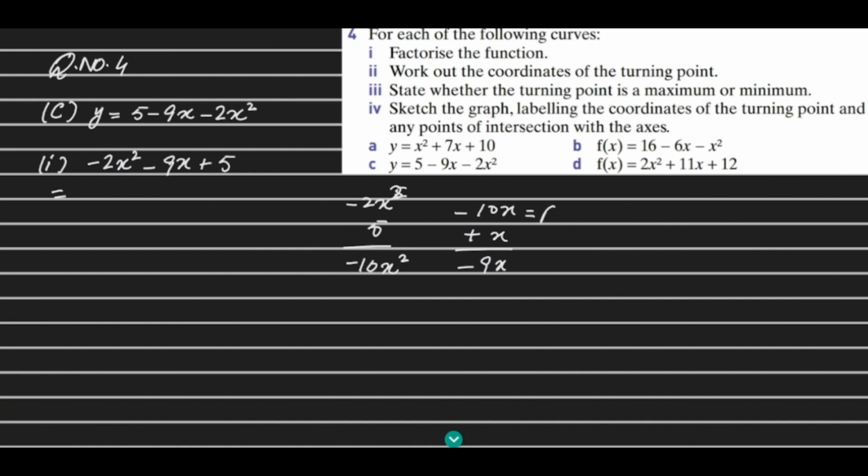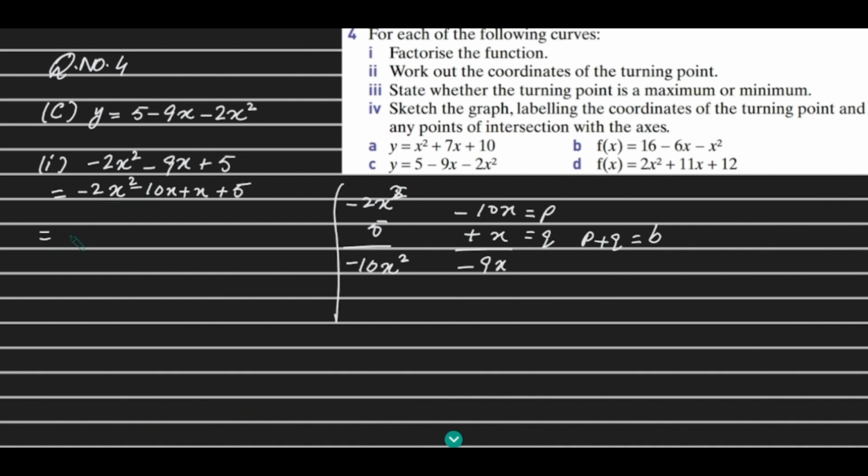Let these be p and q. Then the sum of p plus q should be equal to the coefficient of x, which is minus 9, minus 9x equal to b. And the second condition, when we multiply these, should be equal to the product of the extreme terms, that is minus 2x squared times plus 5. So we write minus 2x squared minus 10x plus 1x in place of minus 9x plus 5. We are factorizing.